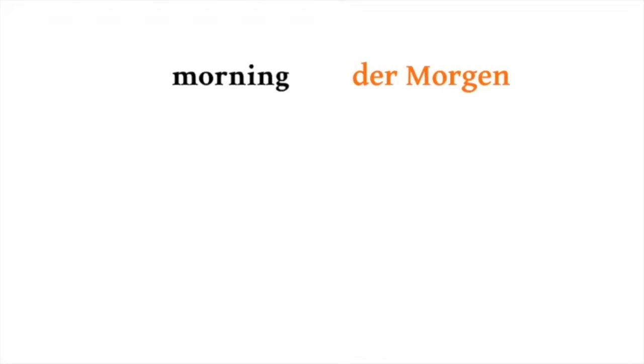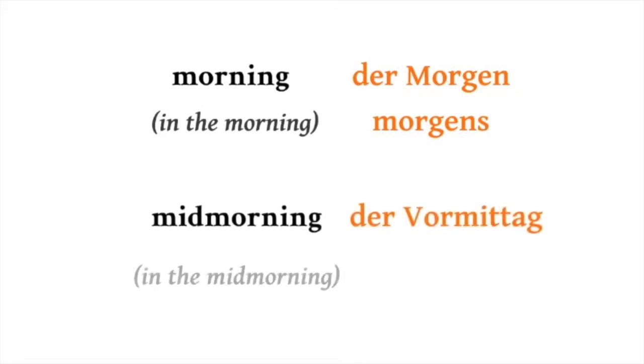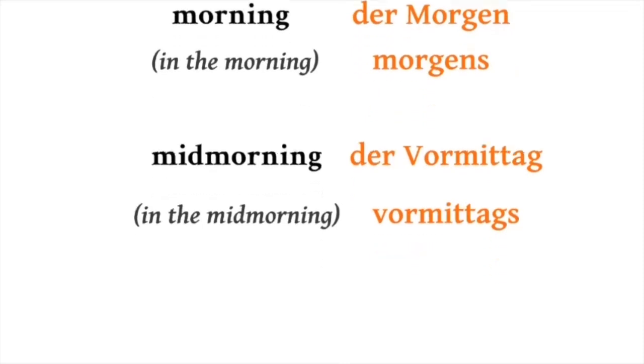Now let's have a look at more important words. The first one is morning, der Morgen. If you want to say in the morning, then you would say morgens. Mid-morning, der Vormittag. And in the mid-morning, vormittags. Der Morgen, morgens. Der Vormittag, vormittags.